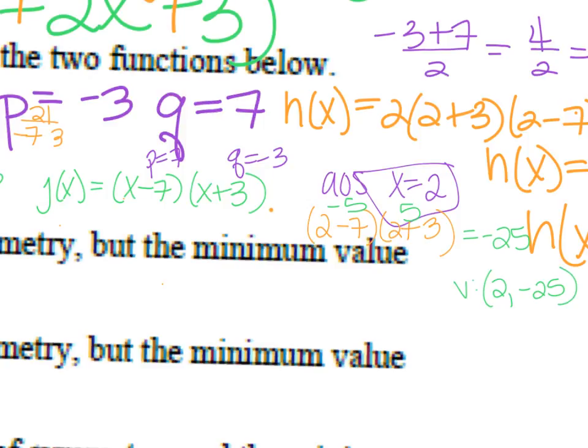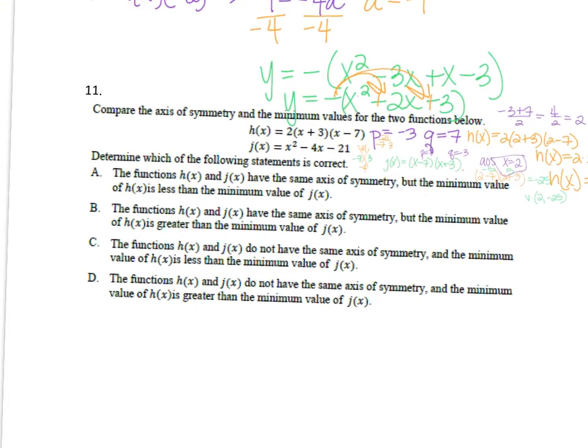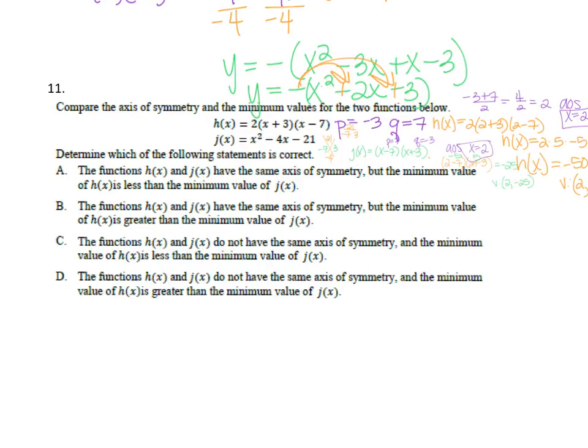Well, the difference is my slope for one of them is 2. So if I determine which of the following statements is correct: the functions h of x and j of x have the same axis of symmetry. Okay, that's true. But the minimum value of h of x is less than the minimum value of j of x. Well, isn't negative 50 less than negative 25? So I'm going to say that one's true for now.